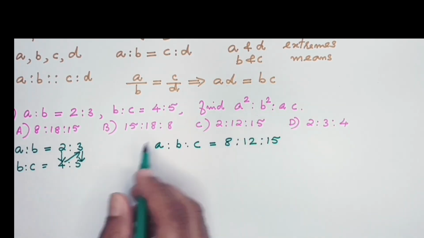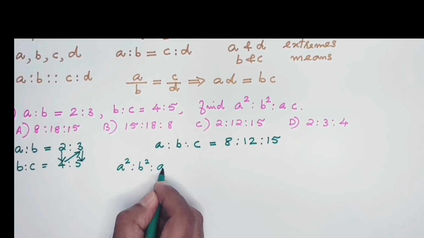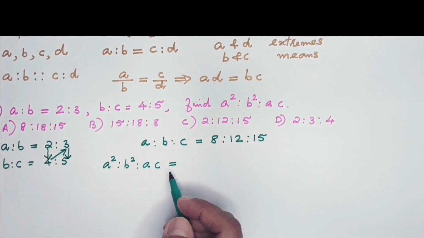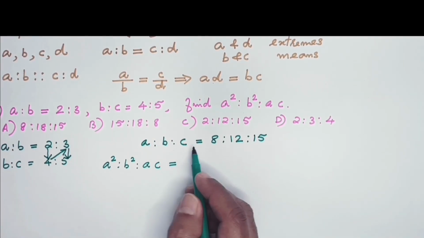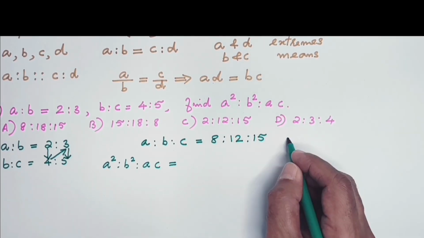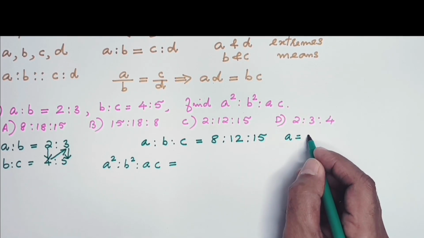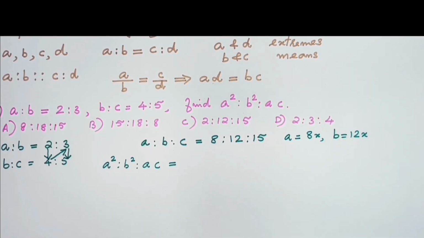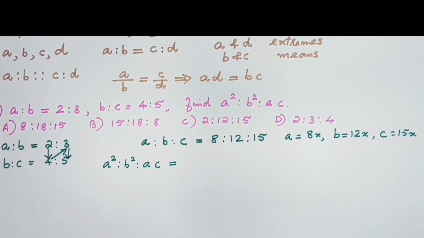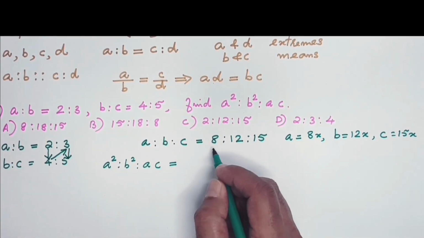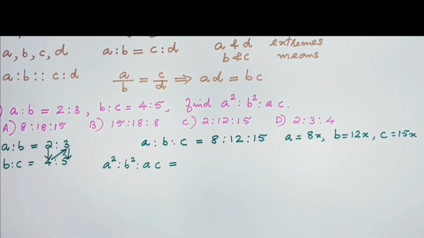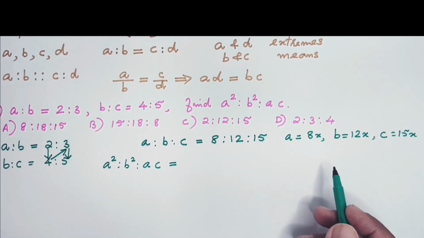What are we finding? A square is to B square is to AC. This is the ratio we are asked to find out. Again, the shortest method, there are two different methods. One, you can take A, B, C as multiples of 8, 12, 15. What I meant is this: you can write A as 8x, B as 12x, and C as 15x, and then substitute here. That's one approach. Or you can take A as just 8, B as 12, and C as 15, which would be slightly shorter here. We don't need to waste time writing x everywhere.